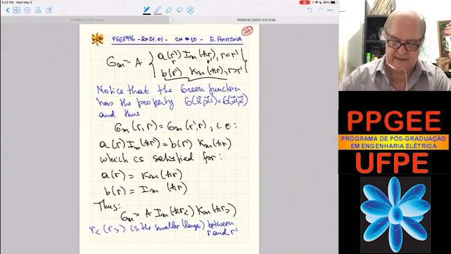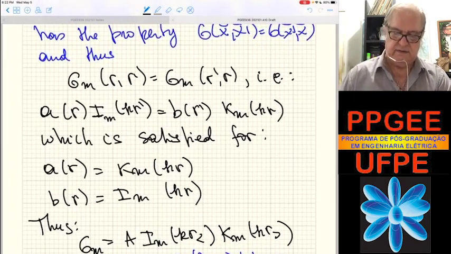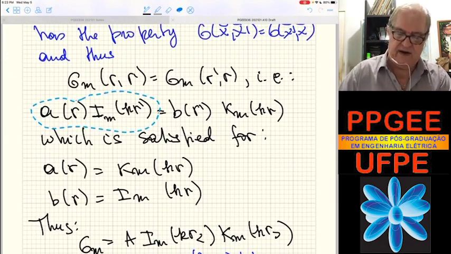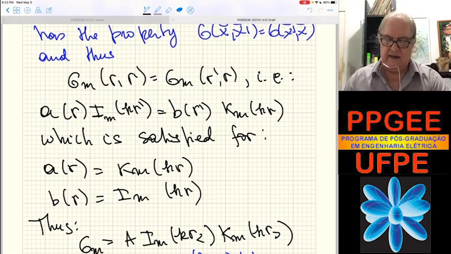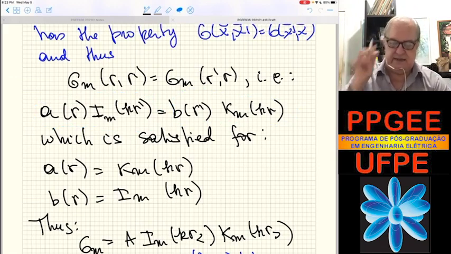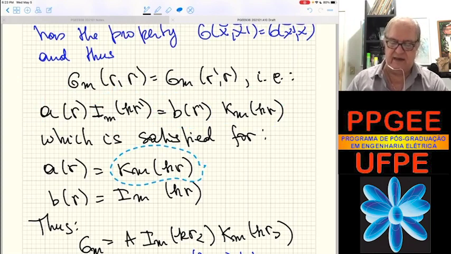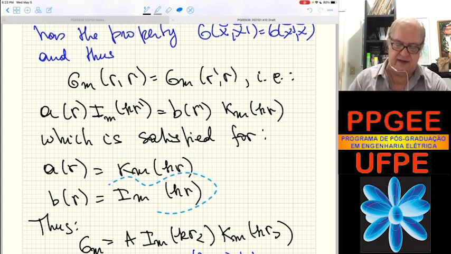So it means that A Im of Kr prime equals B Km of Kr prime, and this solution is satisfied, right? If I have to do that, I mean, this function has to be that one, and this function has to be this one. So A is in fact Km of Kr, and B is Im of Kr.